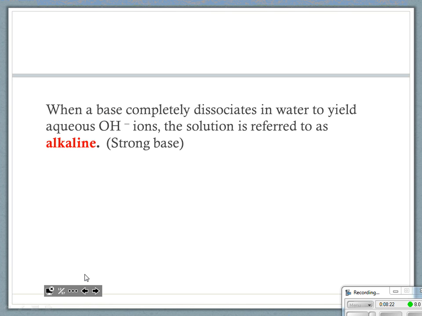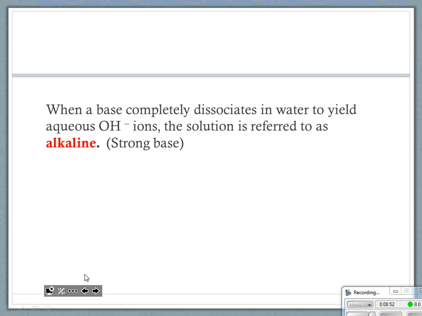When a base completely dissociates in water to yield hydroxide ions, the solution is referred to as an alkaline, a strong base. Where do you think you hear that word, alkaline? Well, yeah, we talk about alkaline.